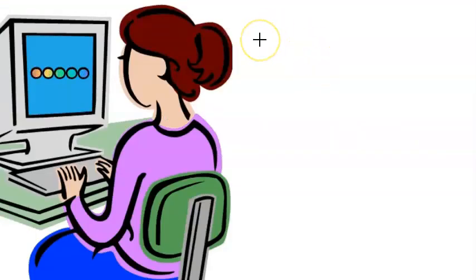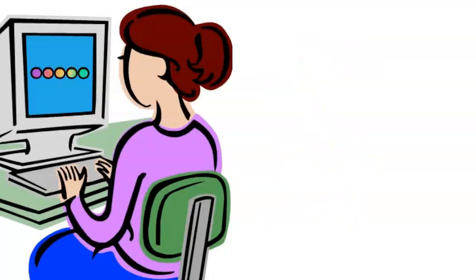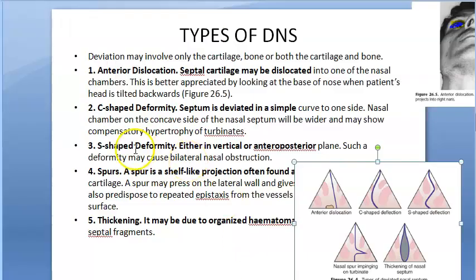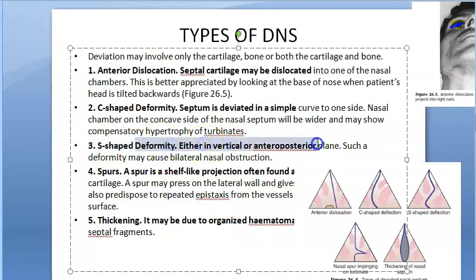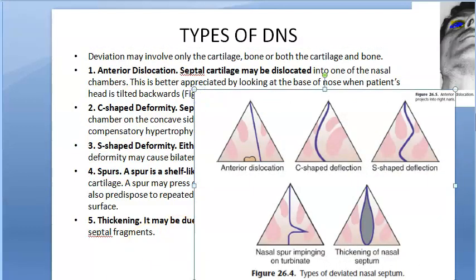How's it going, people? We are looking at the types of deviated nasal septum. In types, we have finished anterior dislocation and C shape. What is next? Next is S shape deformity, either in the vertical or anteroposterior plane. So it could be vertical or anteroposterior, that is horizontal or transverse. Such a deformity may cause bilateral nasal obstruction. Neither here nor there, it's trying to adjust both. So here, see?